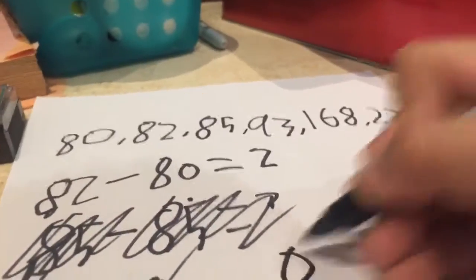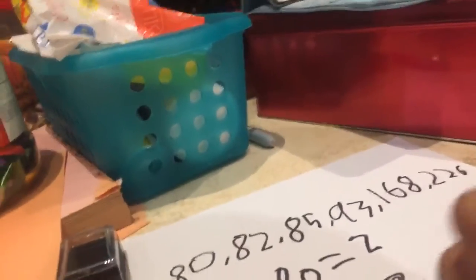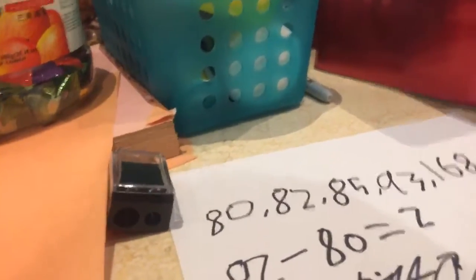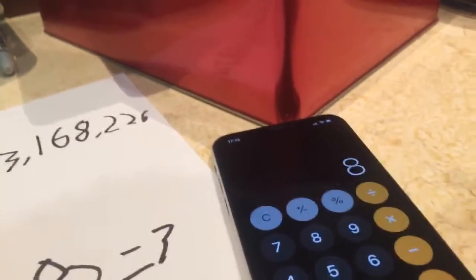Whatever. So we have 82 minus 80 equals 3. The next one, we have to do 93 minus 85. Some of these might get a little bit tricky, so I recommend using a calculator so things can be a little bit faster. Good thing you had at least some kind of calculator app. 93 minus 85 equals 8.